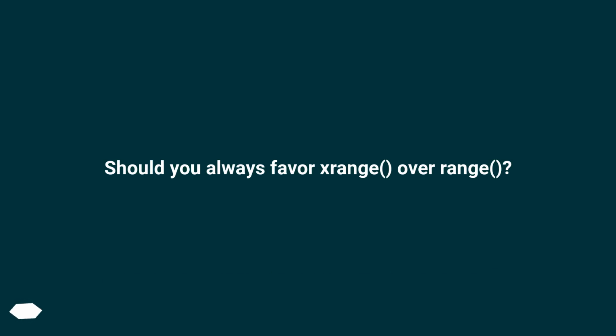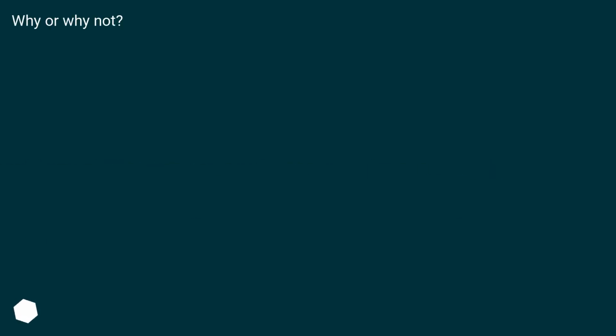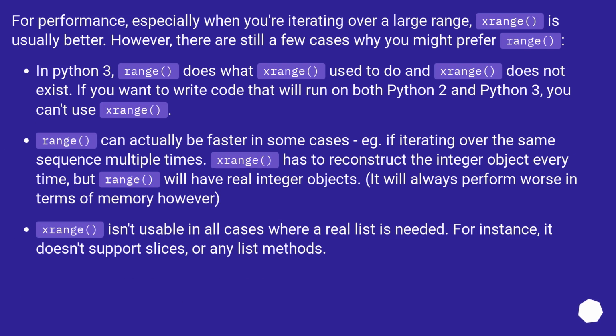Should you always favor xrange over range? Why or why not? For performance, especially when you're iterating over a large range, xrange is usually better. However, there are still a few cases why you might prefer range.